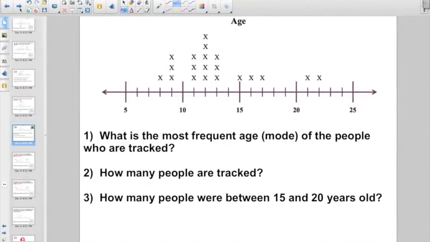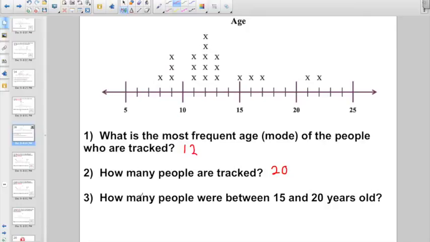So now that we know that, let's go and apply it. What is the most frequent age or the mode of the people who were tracked? We just got done saying it before. It is 12. Look at this one. How many people are tracked? Well, how many x's do I have here? This looks like 4 plus 3 more makes 7. Plus 5 more makes 12, plus 3 more makes 15. I'll add on these 3 to making it 18. And the final 2 looks to me like I'm tracking 20 people.